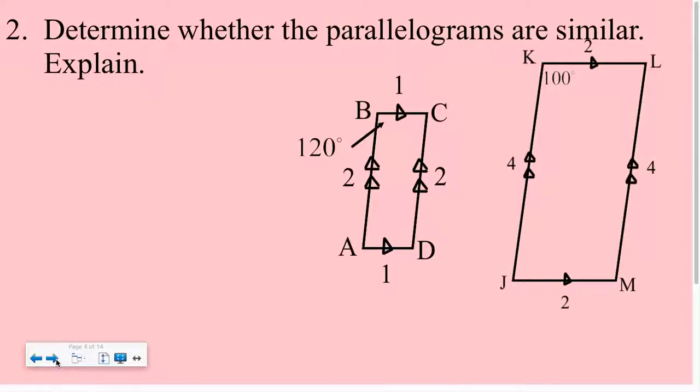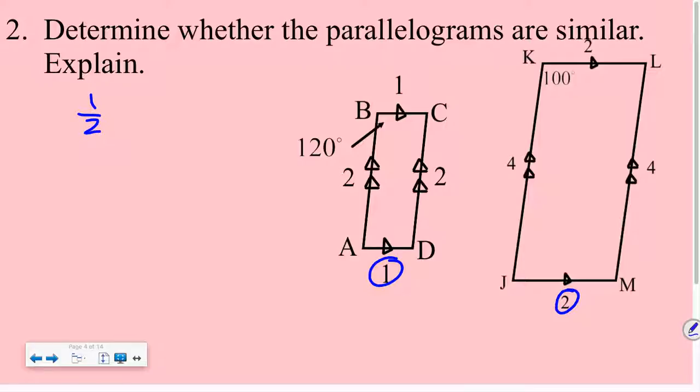Number 2, determine whether the parallelograms are similar, and then we're supposed to explain. They have to be the same shape, different sizes. Well, they're obviously both parallelograms, so we're good there. But now we have to check if angles are congruent and sides are proportional. So what do you think here? The sides are proportional. To check that, you'd find the smallest side of one parallelogram, 1, and line it up with the smallest side of the other parallelogram, 2, and then write the ratio.